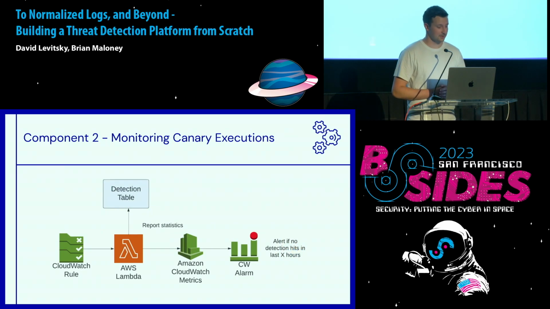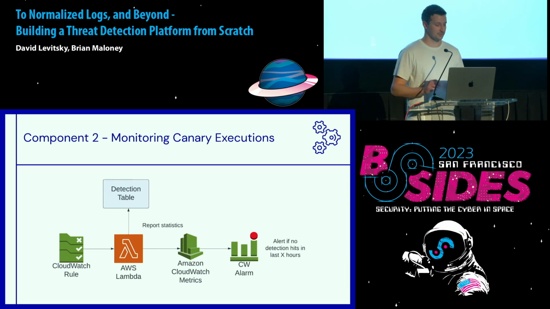The second component is actually sounding the alarm, or being the Canary, in case a detection stops firing. So every single time a detection fires, it gets written to a detection table, which is also used for our batch detections. So there's a record of all of that. A Lambda will query this table with a CloudWatch rule consistently on a cron. It will take these metrics and report them as CloudWatch metrics. CloudWatch metrics will have alarms tied to them. So if for some period of time, hours, days, whatever your threshold is, there will be an alert that fires if there's no Canary event that has run through.